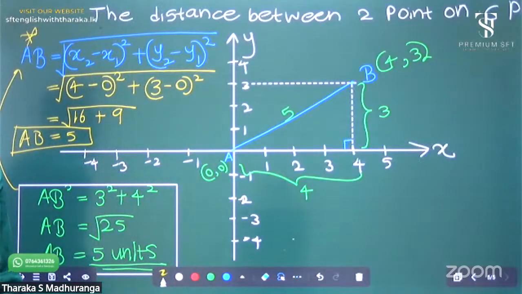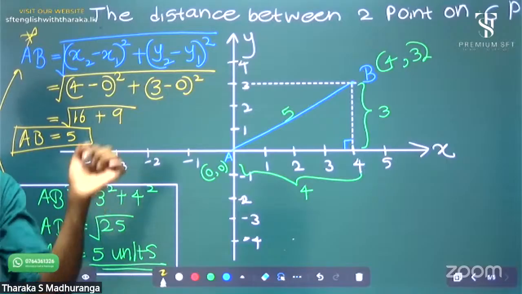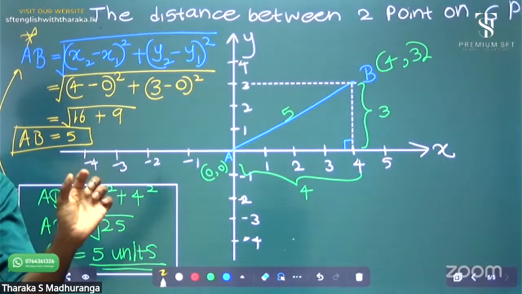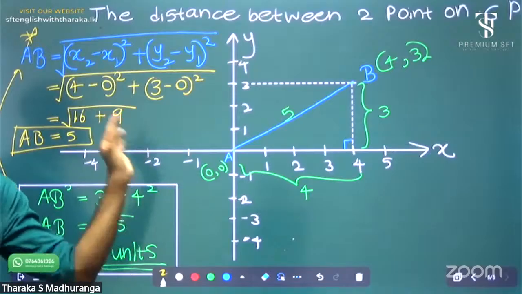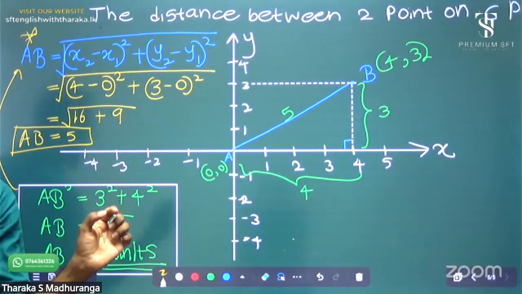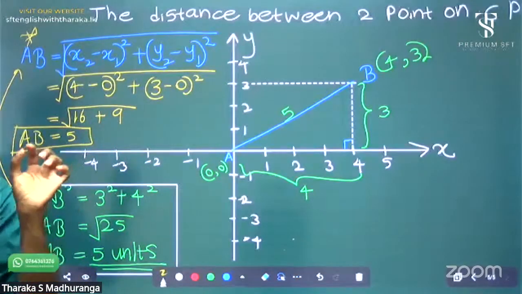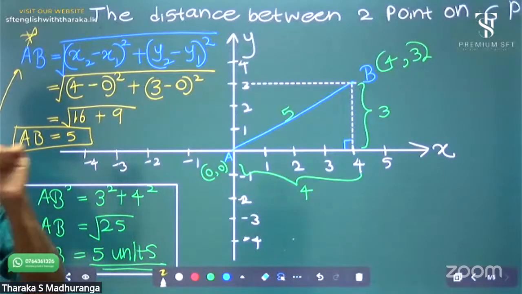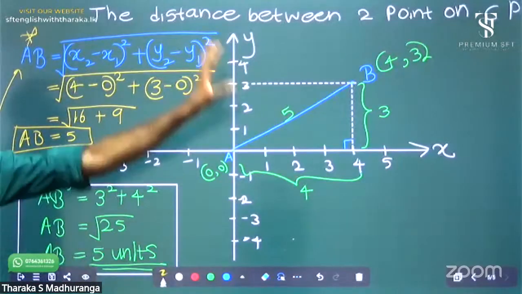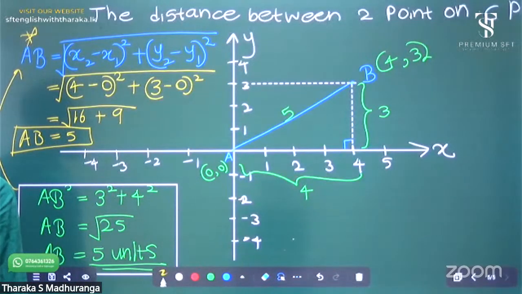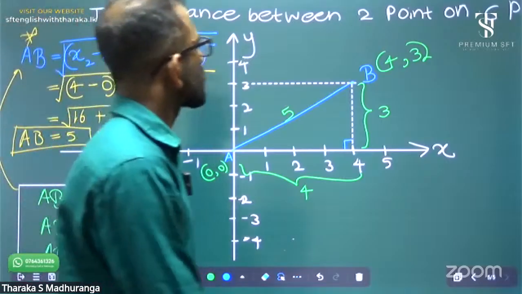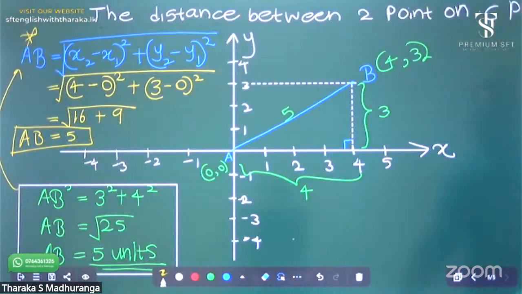Okay, what's the equation? AB or any distance equals the square root of x2 minus x1, that means the x coordinate difference squared, plus the y coordinate difference squared. Make a link between the equation and only the Cartesian plane and this straight line.